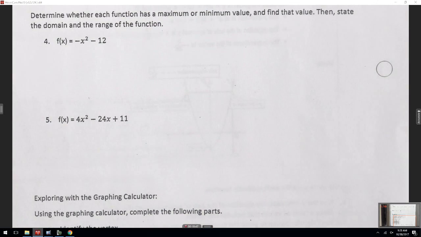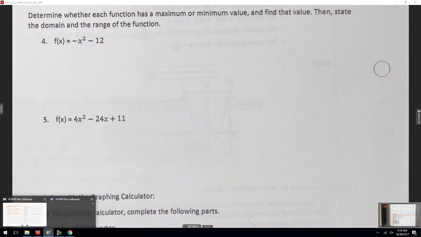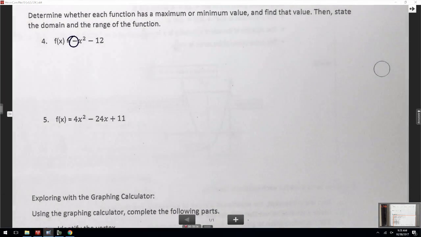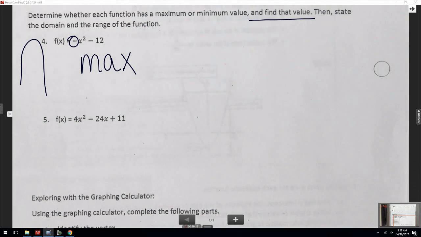You don't even have to graph it. Look at the very beginning. What is that in the very front? What's that negative do to the graph? Flips it upside down. So guys, look, it's going to look like that. Is that going to have a maximum or a minimum? That's got a maximum. Then it said, find that value right here. Every single time when it says find that value, what are you looking for? Your vertex. There you go. You might want to make yourself a note.